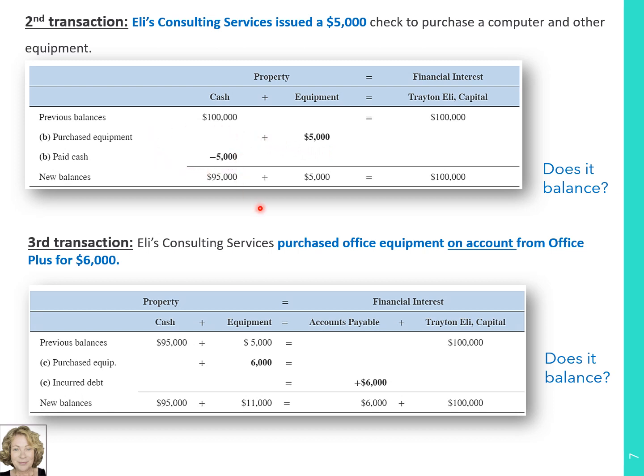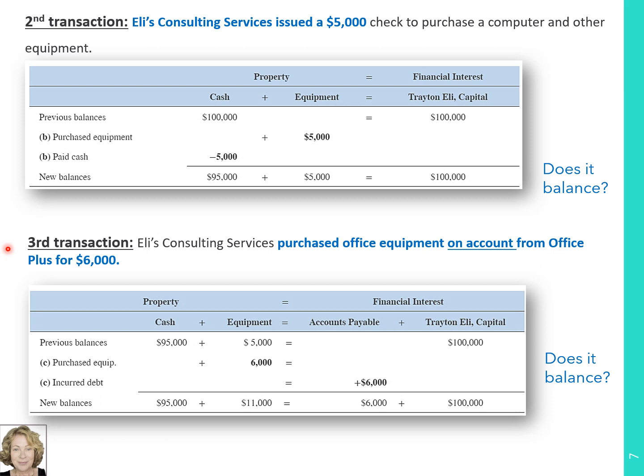Does our equation still balance? Yes, it does. For our third transaction, we'll analyze the following transaction. Eli's Consulting Services purchased office equipment on account from Office Plus for $6,000. Buying on account means that you don't pay the full amount right now. However, we have to keep track of the amount owed and the equipment purchased.